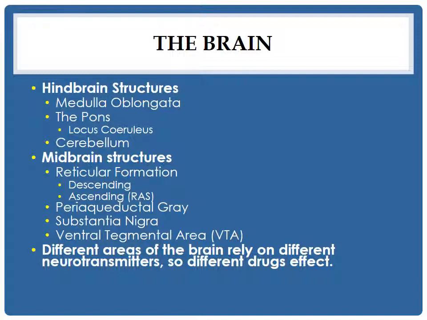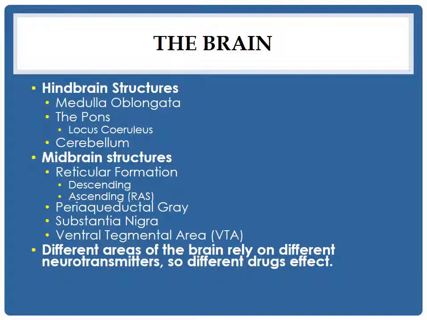Periaqueductal gray area of the brain is involved with pain and defensive behavior. There's also a punishment system there. The substantia nigra we'll talk about more in a little bit. It's involved with motor control. The ventral tegmental area has a reward circuit, and this one is a good one to remember because of its role in addiction. Again, the reward circuit is how drugs can be strong reinforcers.